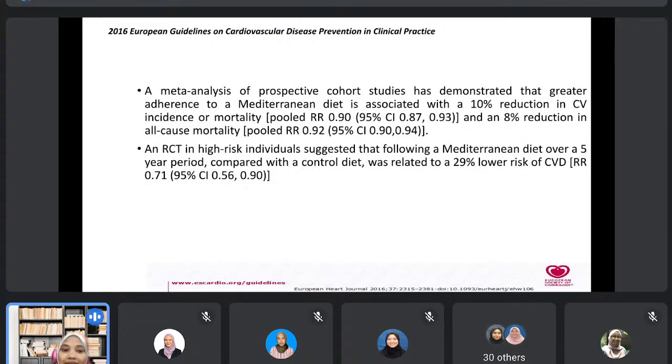So a meta-analysis of prospective cohort studies demonstrated that greater adherence to a Mediterranean diet is associated with a 10% reduction in the cardiovascular incidence or mortality and an 8% reduction in all-cause mortality. So in an RCT or randomized controlled trial among high-risk individuals, it suggests that following a Mediterranean diet over a 5-year period compared with those who are on a control diet was related to about 29% lower risk of cardiovascular disease.